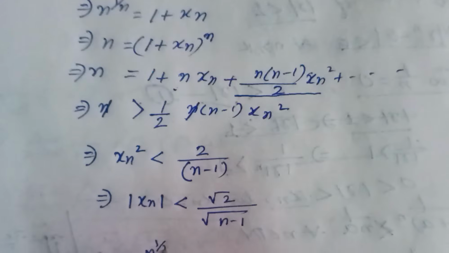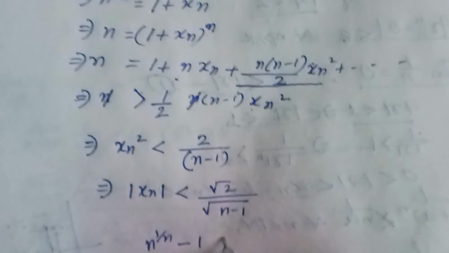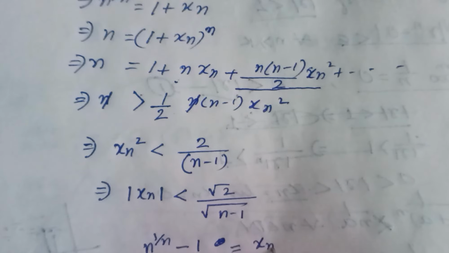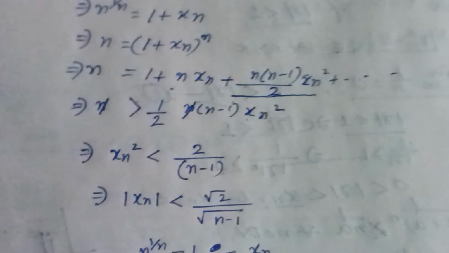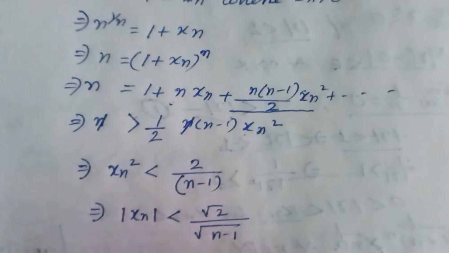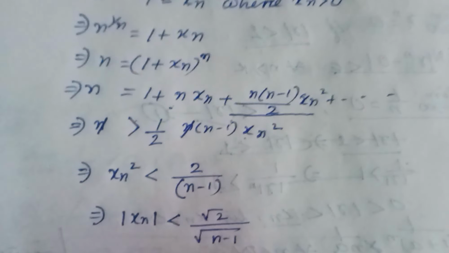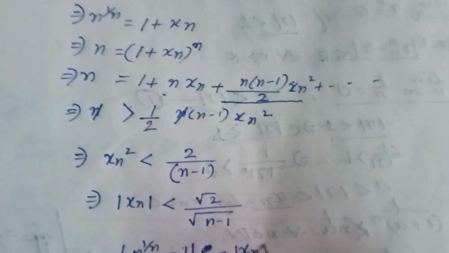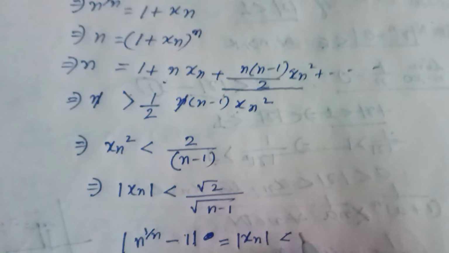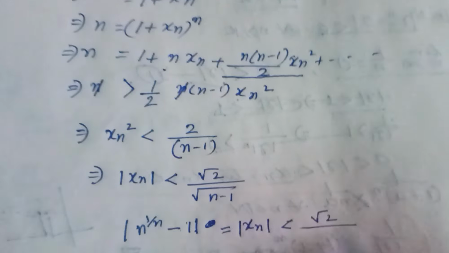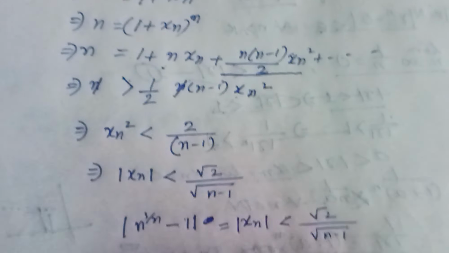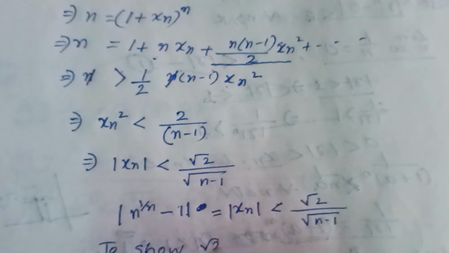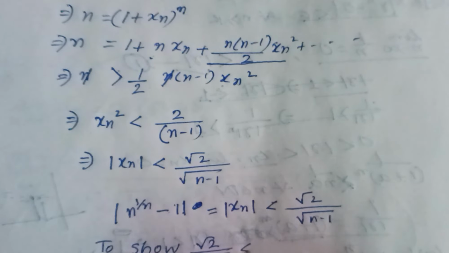So n to the power 1 by n minus 1, this is equal to xn. If this is equal to xn, right? So mod of n to the power 1 by n minus 1 is equal to mod of xn, and this is less than root over 2 by root over n minus 1. To show root over 2 by root over n minus 1 is less than epsilon.